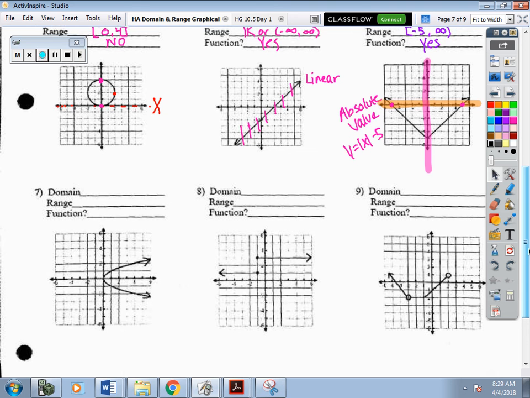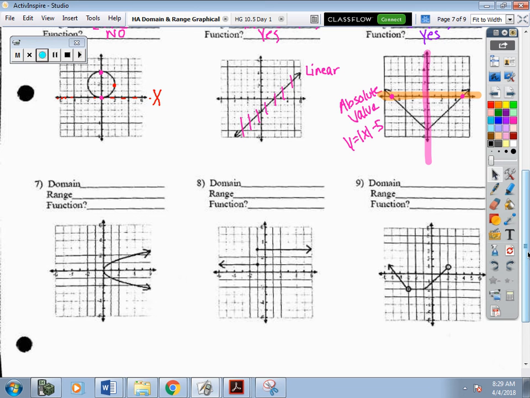Why don't you guys try 7, 8, and 9, and then we'll go over them on the board. And then we might even actually do 7 and 8. We'll do 9 together because it's different. So don't do 9. We'll do that together, since it has the open circles, we'll do one of those.